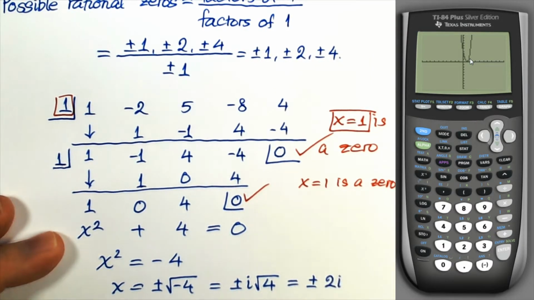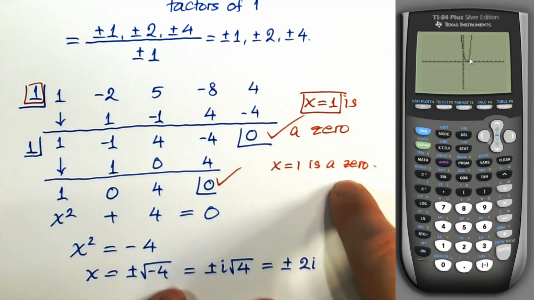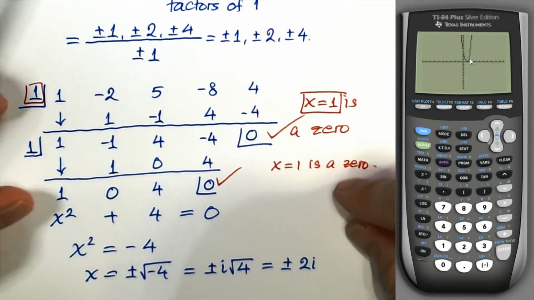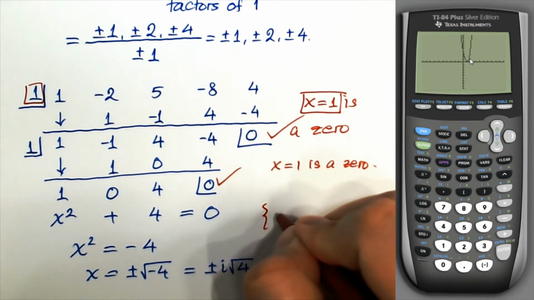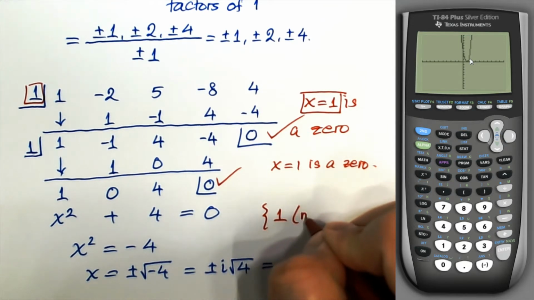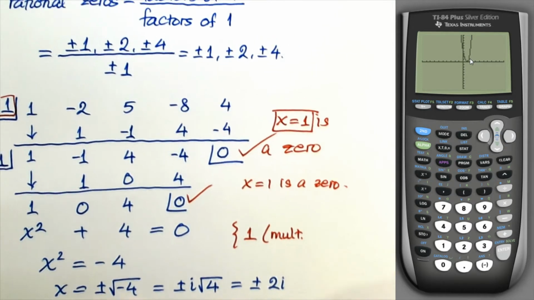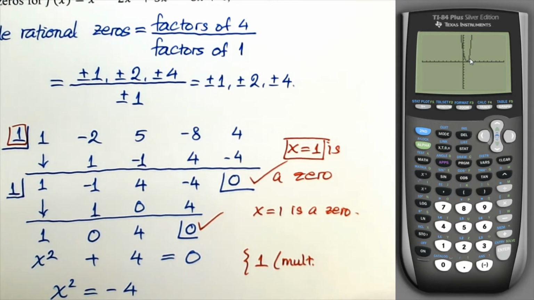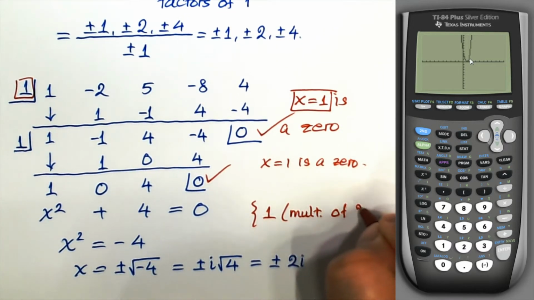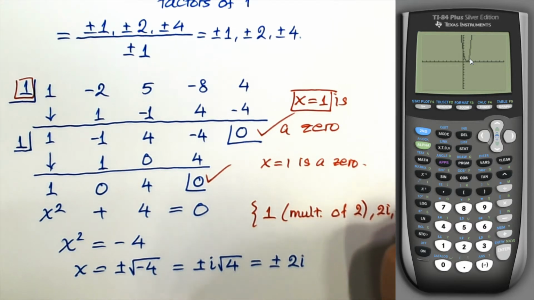So we have the zeros x equal to 1 with multiplicity of 2 because it works twice. So we say x equal to 1, multiplicity of 2, and 2i and minus 2i.